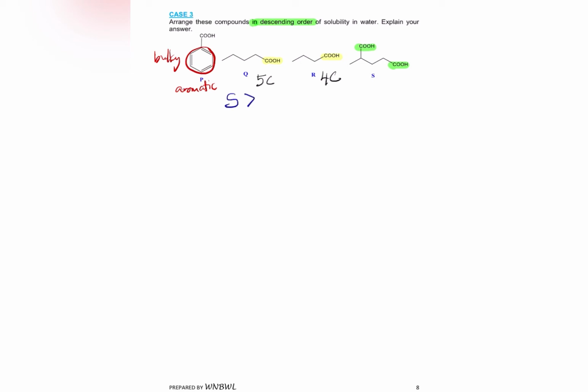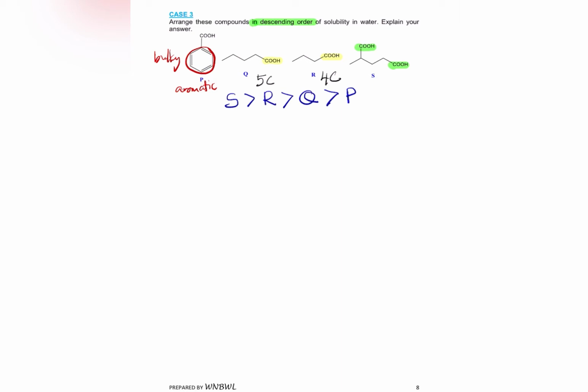The next one, we are going to focus on the 2 aliphatic carboxylic acids. We got the highest one between R and Q, which is R. So R is greater than Q. And the last one, for the lowest solubility, is the aromatic carboxylic acid itself, which is structure P. So this is my arrangement. I'm going to explain based on this arrangement. Let's focus one by one.